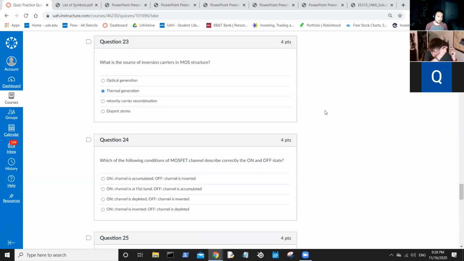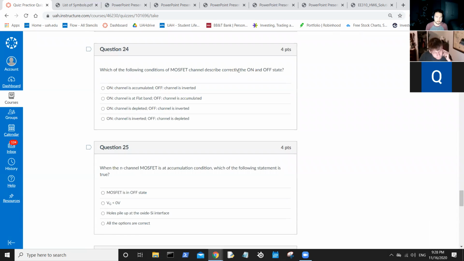Let's see. We'll find out soon. I'll list this one down, but I'm pretty sure it's correct. But so we said on accumulated. It's got to be that one then. This is the right answer then.